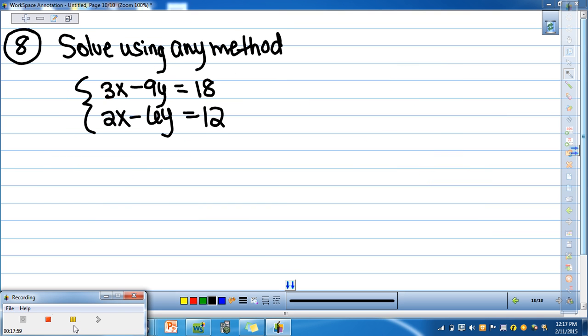We're going to look at solving another system now using any method. Again, I would probably go for elimination. I think it's going to be easier here. Let's look at maybe trying to eliminate the x's. We could turn one of them into positive 6x, and the other one could be negative 6x. Let's go ahead and multiply everything in that top equation by positive 2. So that's going to give us 6x minus 18y equals 36.